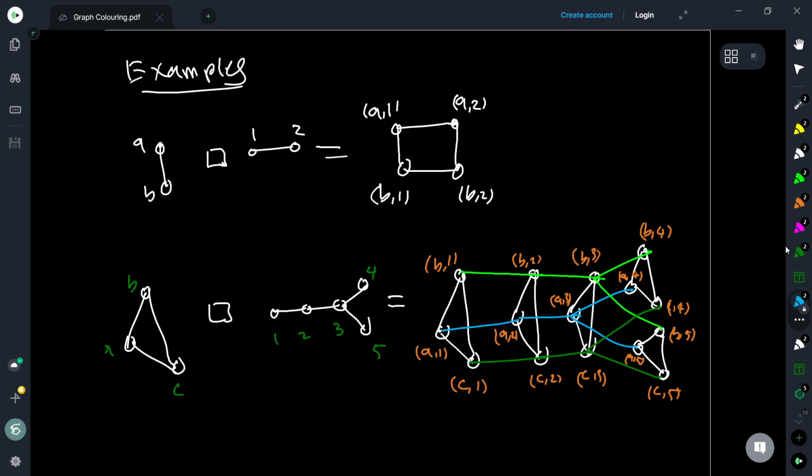And one can see that this is actually a symmetric product. I will leave it to you to prove that the product is symmetric. Only the labels of the vertices will be different, but they are isomorphic. G Cartesian product H is isomorphic to H Cartesian product G. You can try to prove this by giving an argument.